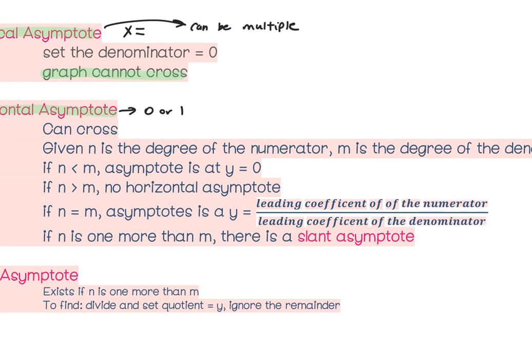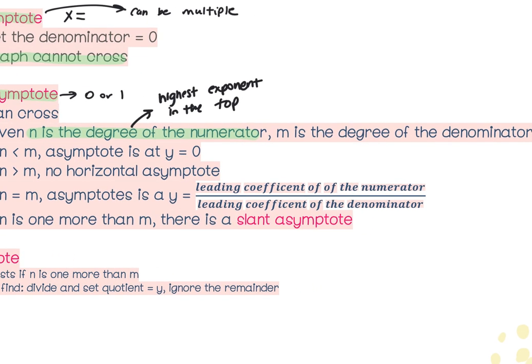So n is what we call the degree of the numerator, which would be the highest exponent in the numerator, so in the top of my fraction. And then m is the degree of the denominator, which is the highest exponent in the bottom of my fraction, so in the denominator.